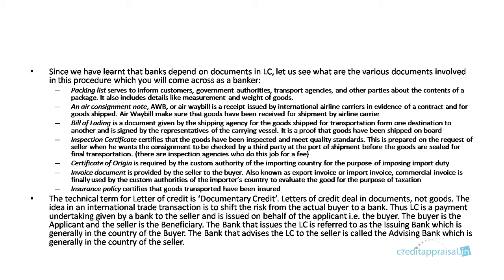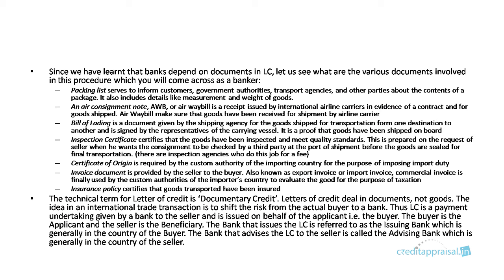Then there is an AWB, that is an air waybill, or air consignment note. An airway bill is a receipt issued by an international airline carrier that serves as evidence that the goods have been shipped. This makes sure that the goods have been received by the airline carrier. Then the bill of lading is similar to the airway bill, but it is issued by a shipping company. It is proof given by the shipping agency that the goods have been put on board.